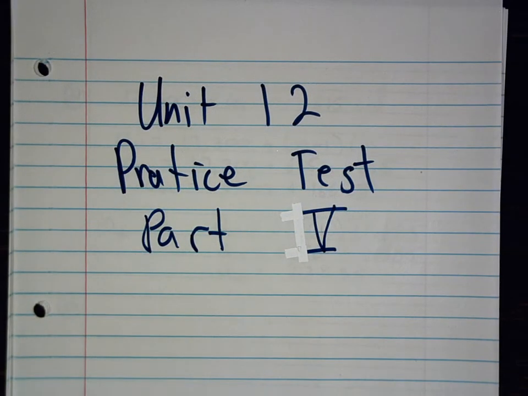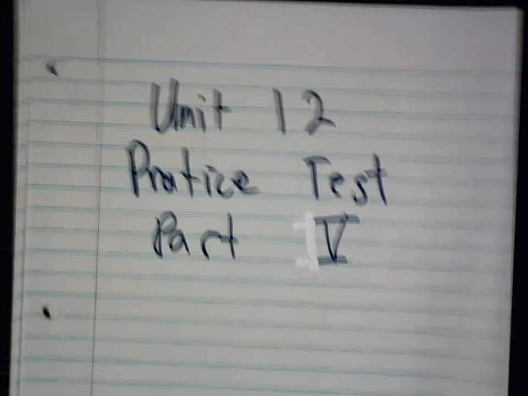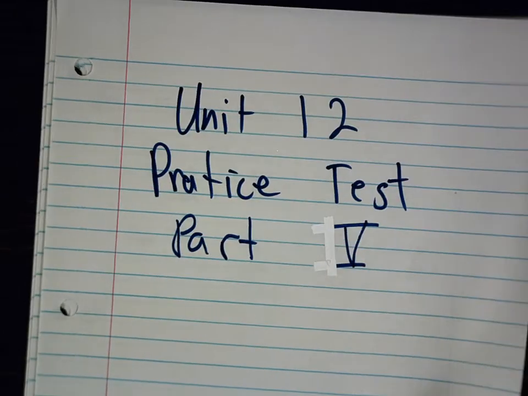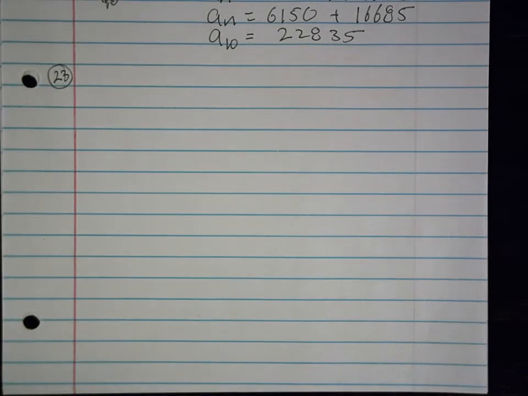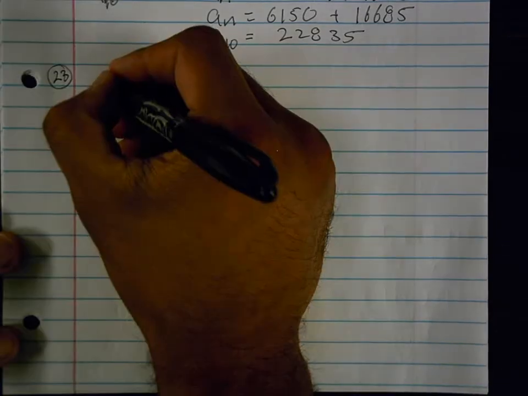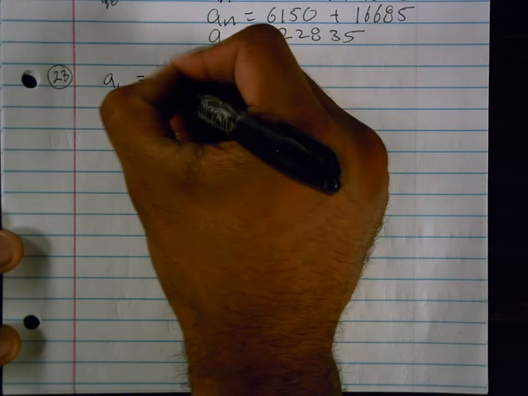Unit 12 practice test part 5, our last video. This is a little bit longer than I thought it would take, but we're on to question 23. And 23 says a sweater costs $159 now. So that's A sub 1.